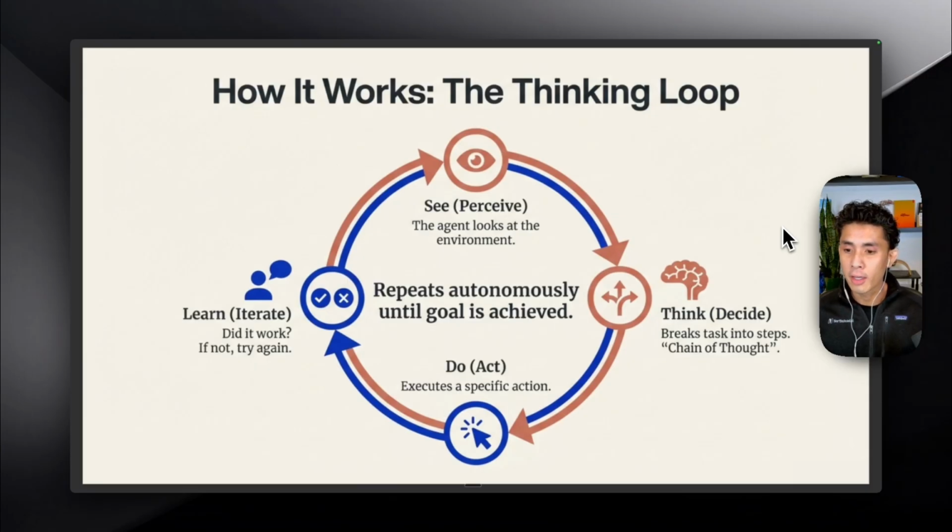And then from there, it starts to break tasks into steps by thinking and deciding what is the best approach to accomplish this goal. And from there, it executes a specific action. And as a result of that action, it asks itself the question, did it work? If not, let's try again in a different scenario or a different way.